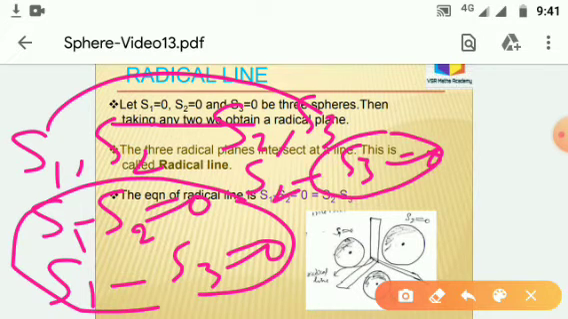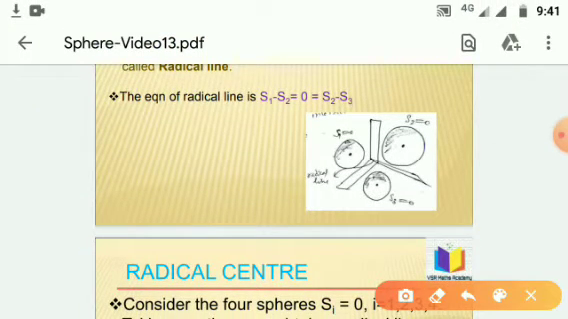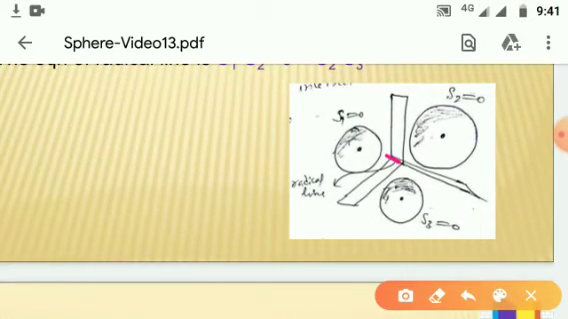You can also see in the diagram, these are the three radical planes. For example, this is the radical plane of S1 and S2. This is the radical plane of S2 and S3. This is the radical plane of S1 and S3. You can see in the diagram also, all these three radical planes pass through a particular line. Thus, that line is called the radical line of the spheres S1, S2, and S3.